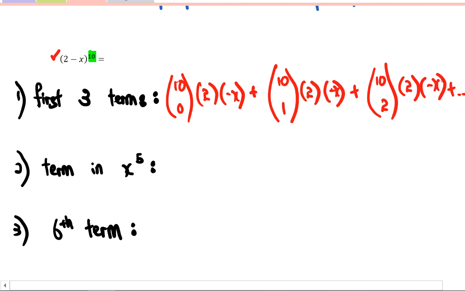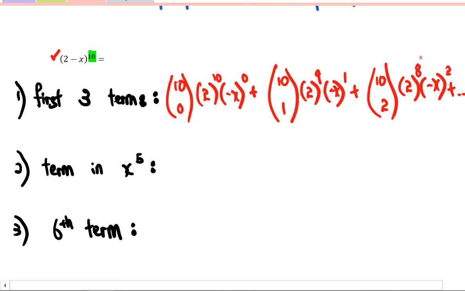Now it's very important because we want ascending order for the first 3 terms. This 0 must go to x. X to the power of 0. The power 1 must go to x. The power 2 must go to x as well. Remember, the 2 powers on top will always sum up to 10. Since I have a 0, I must have a 10 for the power of 2. Likewise, 9 plus 1 will give us 10. 8 plus 2 will give us 10.